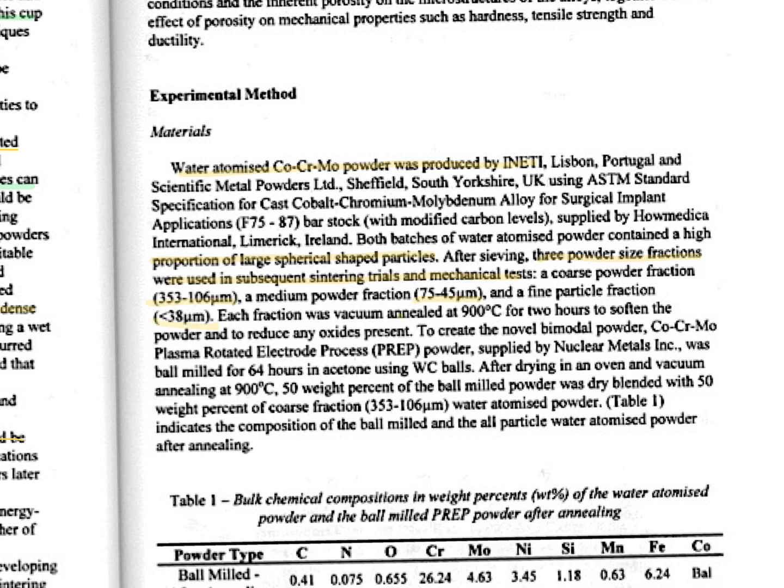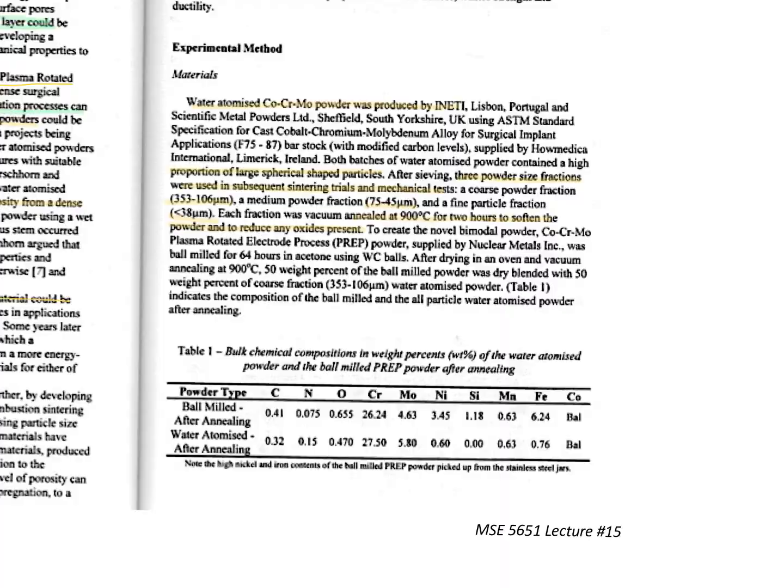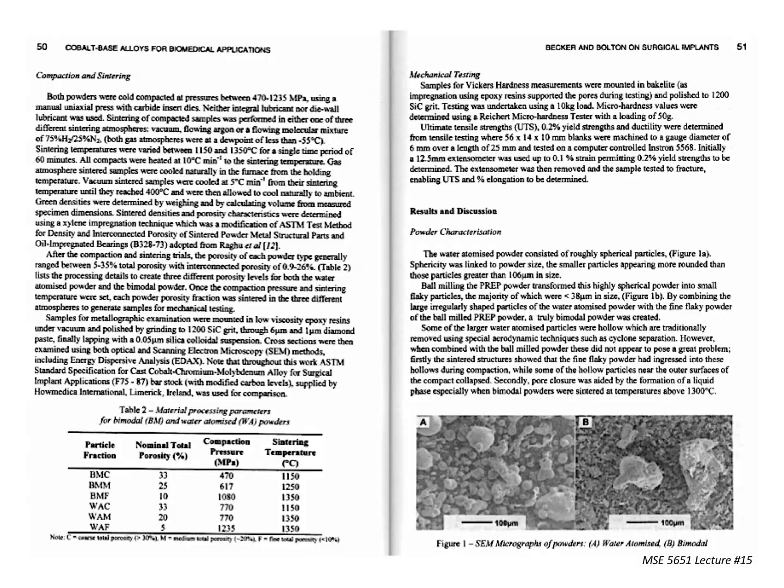Each fraction was vacuum annealed at 900 C for 2 hours to soften the powder and to reduce any oxides present. So you know you're pulling out carbon, and you're also getting rid of oxides in these particular materials. We don't need to go through the rest of that. That's just the details, and so the chemical compositions involved here.